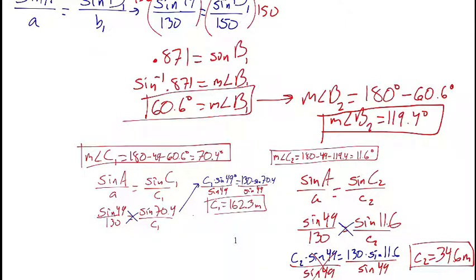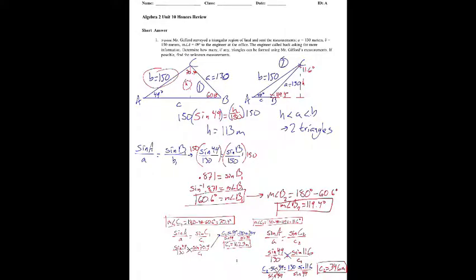So now I have all the measurements for these triangles. So kind of putting those back onto the triangles. We just said C, this was C1, equals 162.3 meters. And over here, C2 was 34.6 meters.